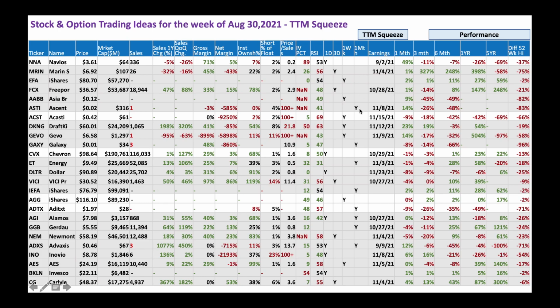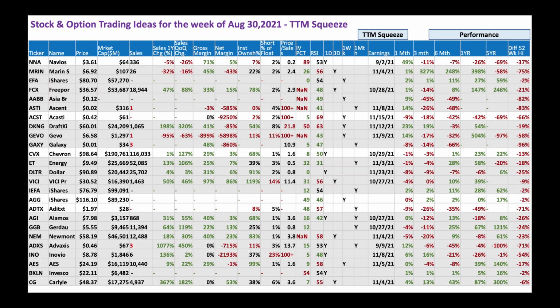Then you've got earnings, just to see when the earnings are. That will tell you if it's a good idea. Sometimes around the earnings you've got to be careful because there is too much volatility. And then you've got the performance here, 1 month all the way to 5-year performance. It indicates how the stock has performed in the past and how it might perform in the future.